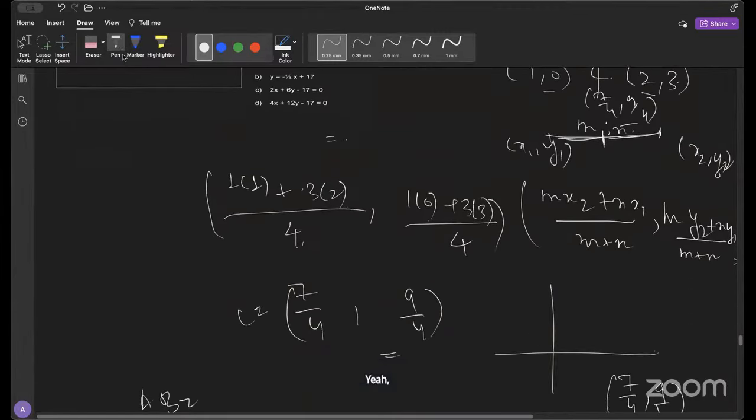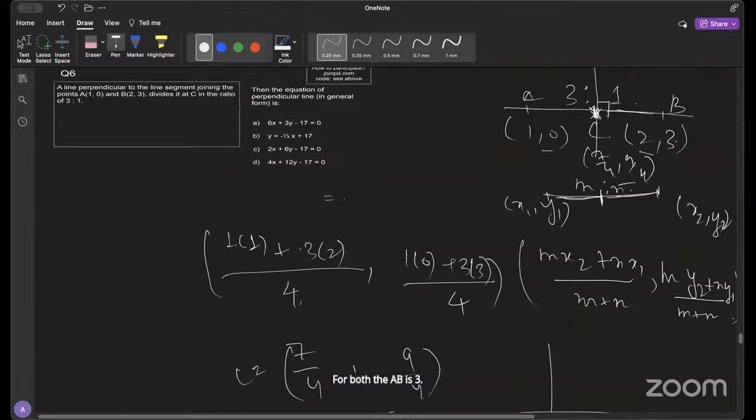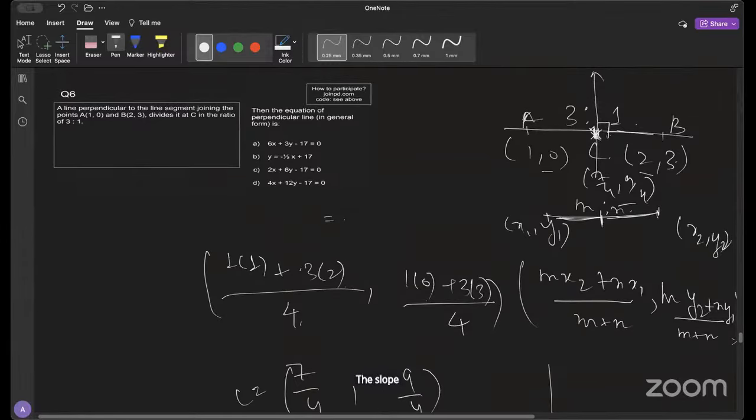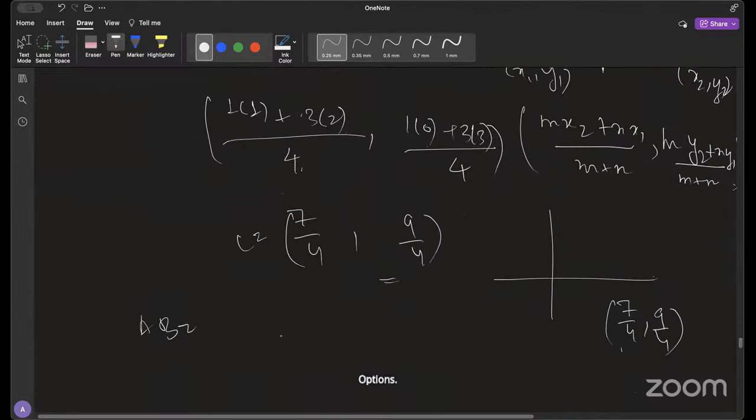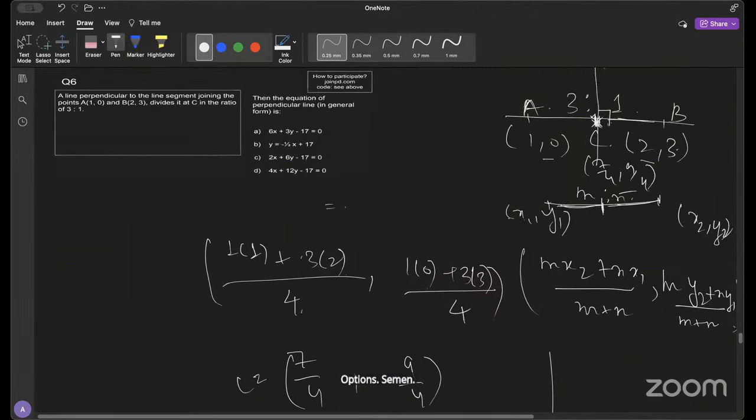Yeah, the slope of AB is 3. You can find the slope also, it works. You don't need the equation, right? So this is 3 minus 0 and 2 minus 1. So ma'am, it's 3. Option C.